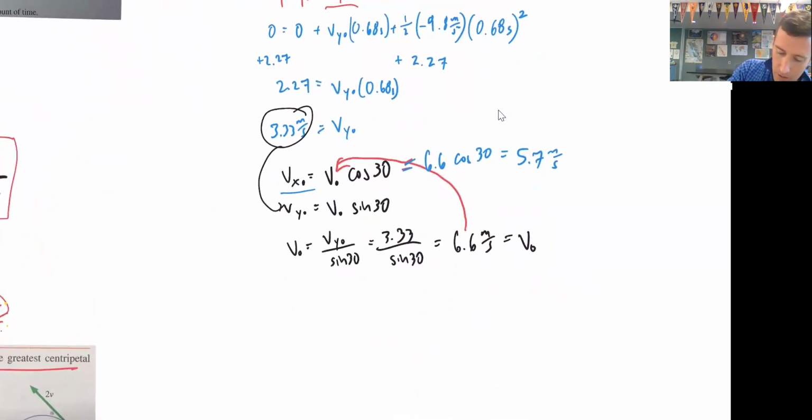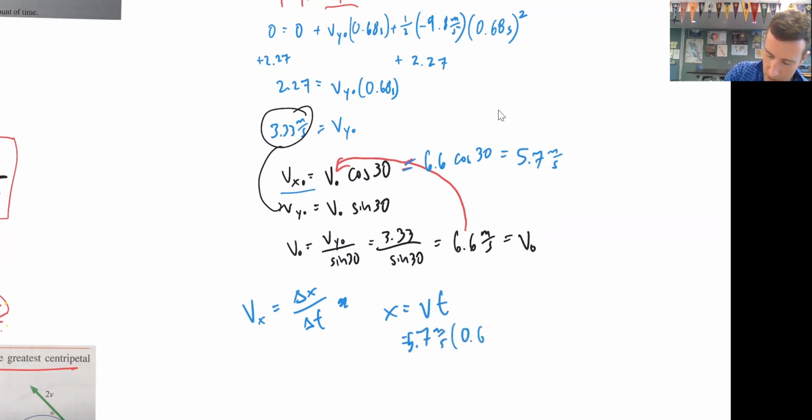To find that horizontal distance, velocity in the x component is equal to the change of x over the change of time. Solve for x. So x equals vt, 5.7 meters per second times 0.68 seconds equals 3.9 meters. Okay, I actually found my change of x.